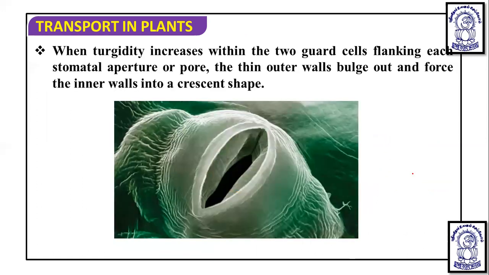Now, what happens when the turgidity increases, meaning the water content increases within the two guard cells flanking each stomatal pore? The thin outer wall bulges out, and when the thin outer wall bulges out, it forces the inner walls into a crescent shape, and due to this the opening of stomata will occur. So first, the water status will be increased. Water will increase in the guard cell. The water will push the outer wall to bulge out, and when the outer wall bulges out, it will take the inner wall with it and form a crescent shape.